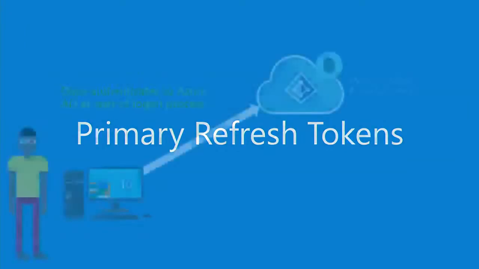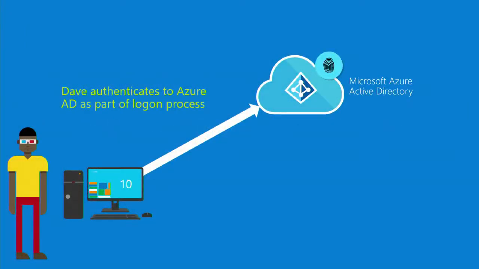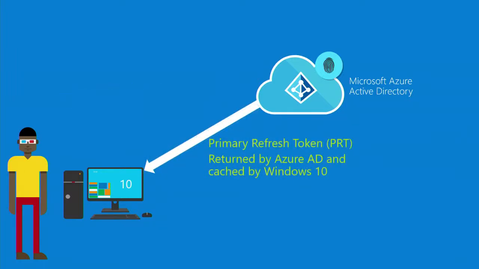So what happens? Dave logs into his Windows 10 Azure AD joined machine, and as part of that login, his username and password are authenticated up with Azure AD. And if his username and password are correct, what Azure AD passes back down is a primary refresh token. Now that token gets stored in the .NET ADAL cache on your Windows 10 device, and it's accessible for other applications which use the .NET ADAL cache.